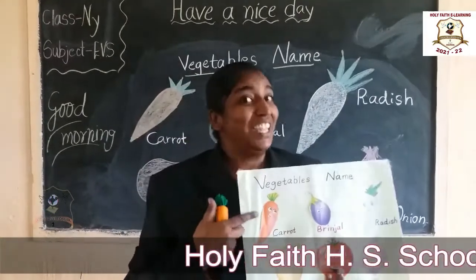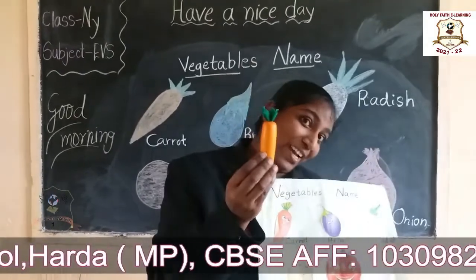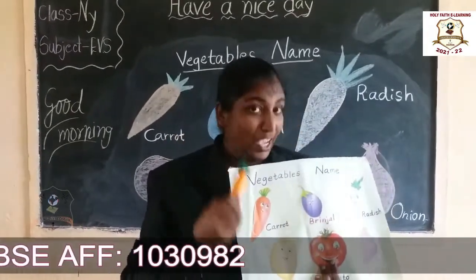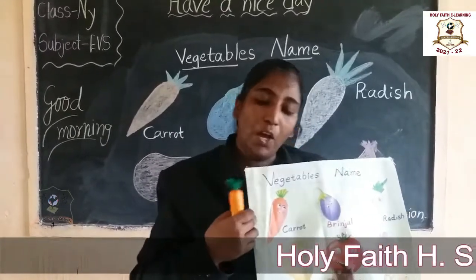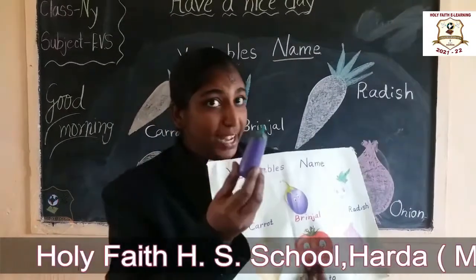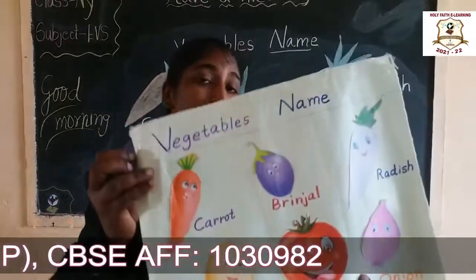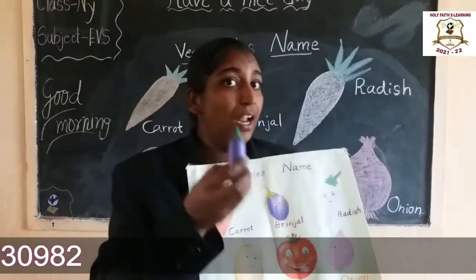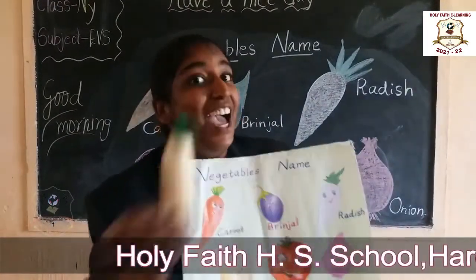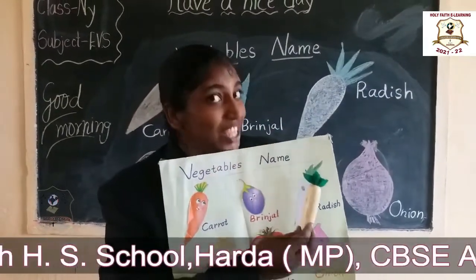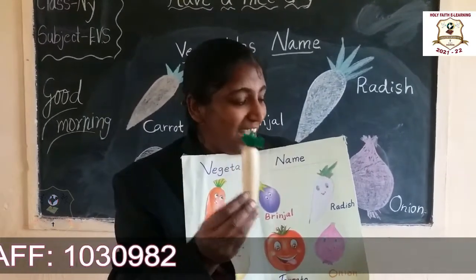Carrot. What is the color of carrot? Orange. Carrot. What is the color of carrot? Orange. Brinjal. What is the color of brinjal? Purple. Radish. What is the color of radish? White. Yes, white color.